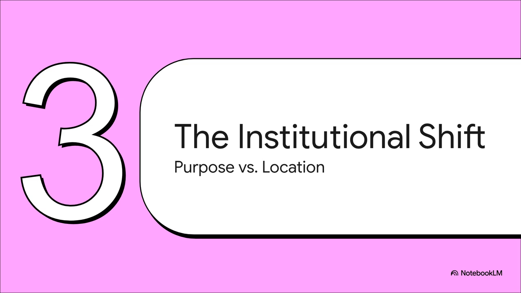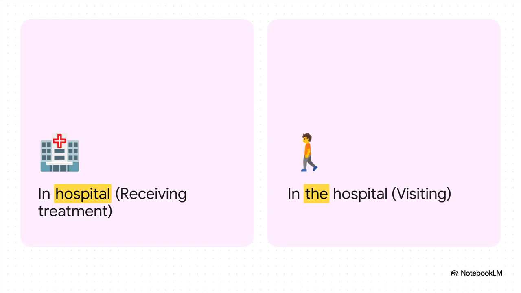Trapdoor number 3, the institutional shift, purpose versus physical location. Okay, we really need to unpack this one, because it's incredibly subtle but a total game changer. Omitting the article, saying he is in hospital, means the person is utilizing the institution for its intended purpose. Basically, he's a patient receiving medical treatment. However, adding the word the, saying he is in the hospital, means someone is merely present in the physical location. They're likely just a visitor, or maybe a contractor fixing the plumbing.